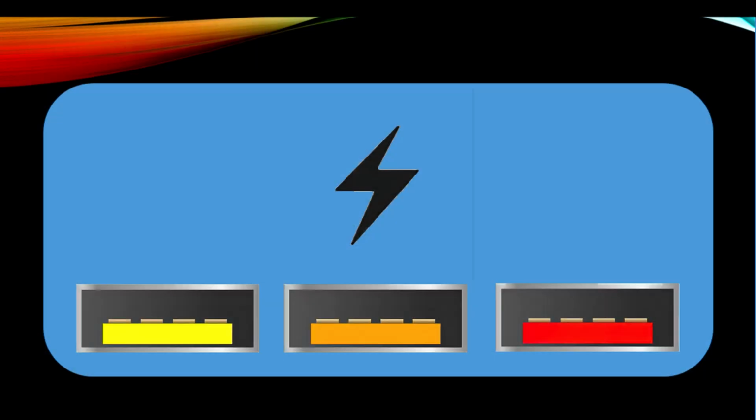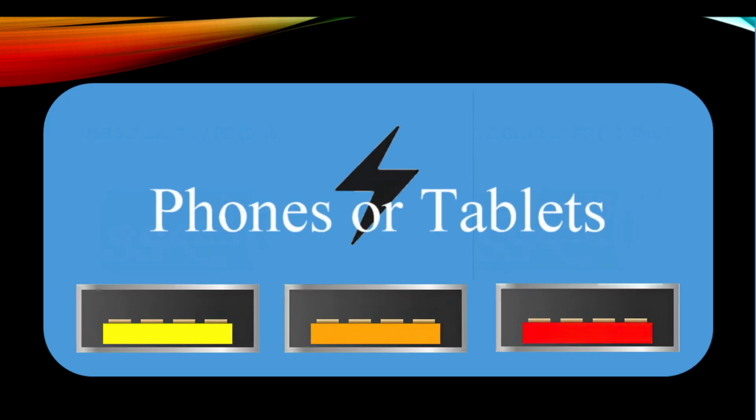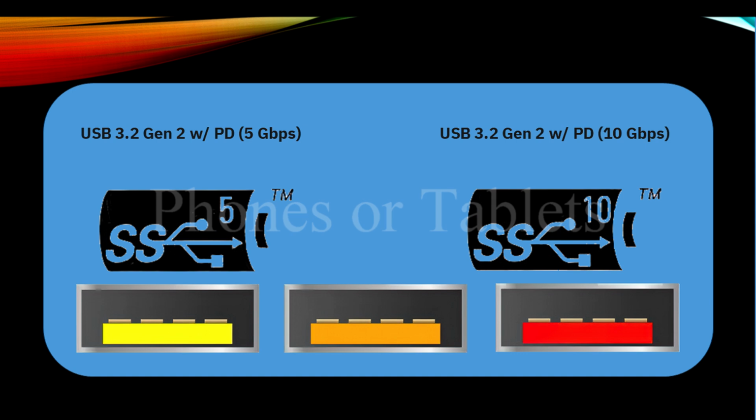Fast charging capability is indicated by a black lightning bolt or a battery icon. This can be used with peripherals, such as phones or tablets. USB 3.2 Generation 2 can support this functionality if indicated by its logo. Remember, USB 4 supports this feature by default. Note that a yellow port is always on, even if the computer is turned off.